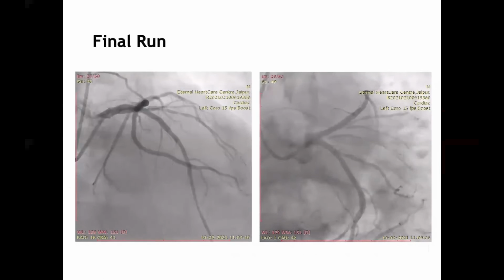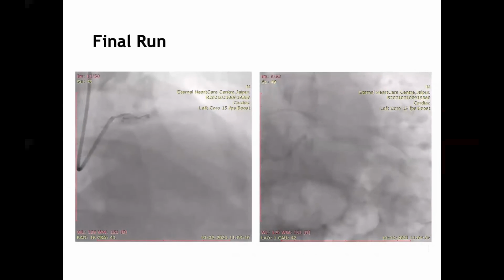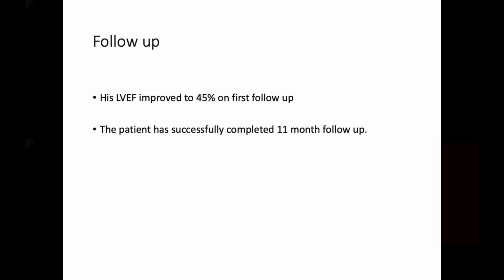The proximal to mid LAD, this 3.5 millimeter BRS, and his LV improved on the first follow-up. Within a span of 30 days, his LV ejection fraction improved from 30 to 45%, and he has also completed 11 months of follow-up and has been doing well.